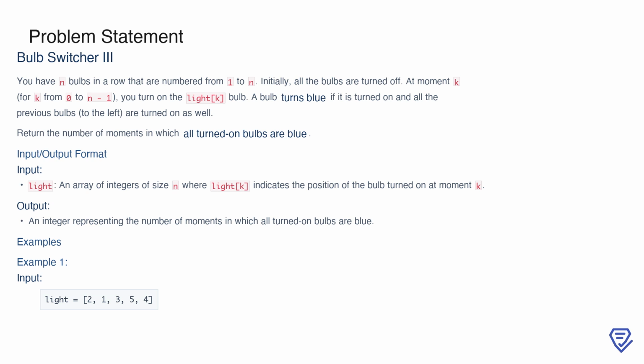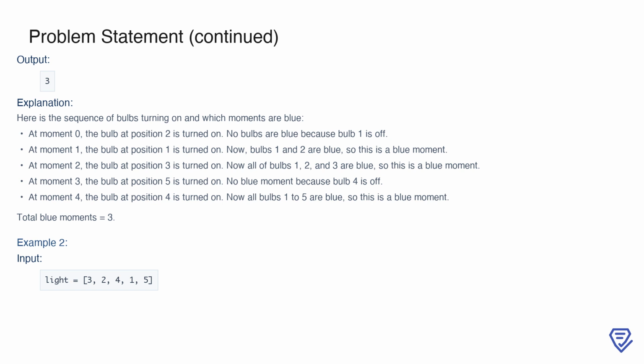Let's look at the input and output format next. The input is an array light, where each element represents the position of the bulb that is turned on at a given moment. The output is a single integer representing the total number of moments when all the turned on bulbs are blue. Let's start by looking at the first example.